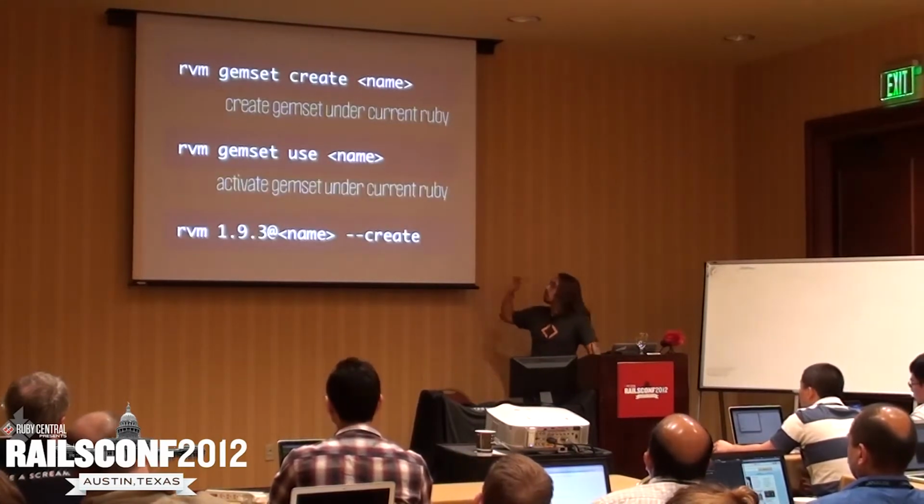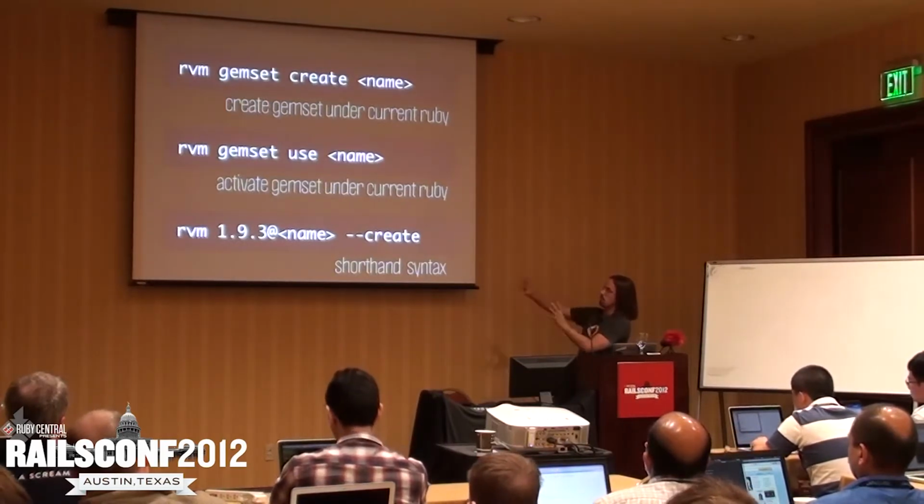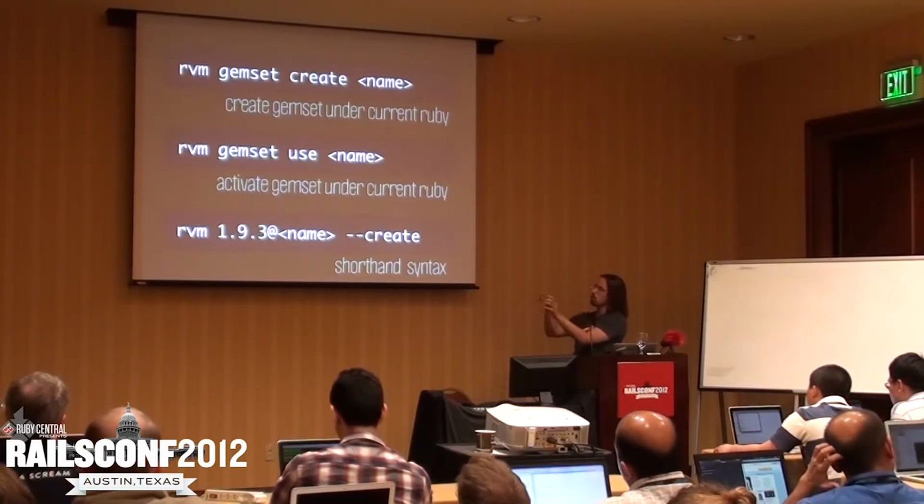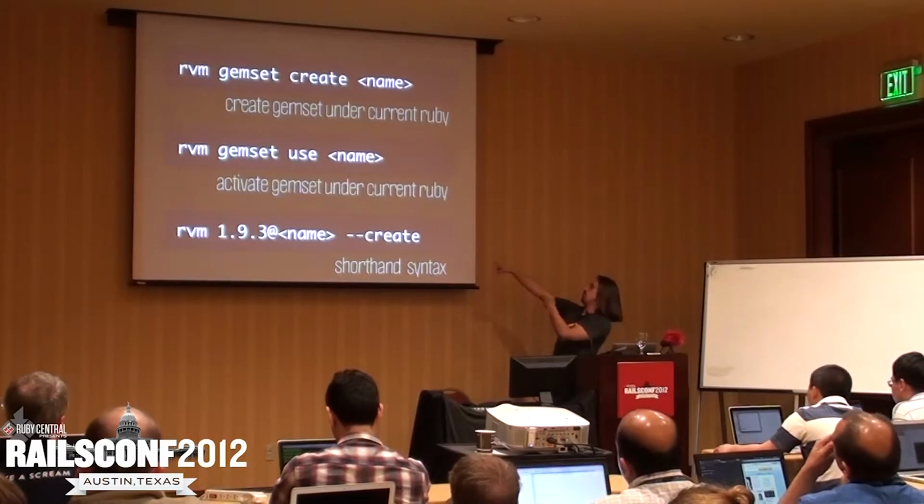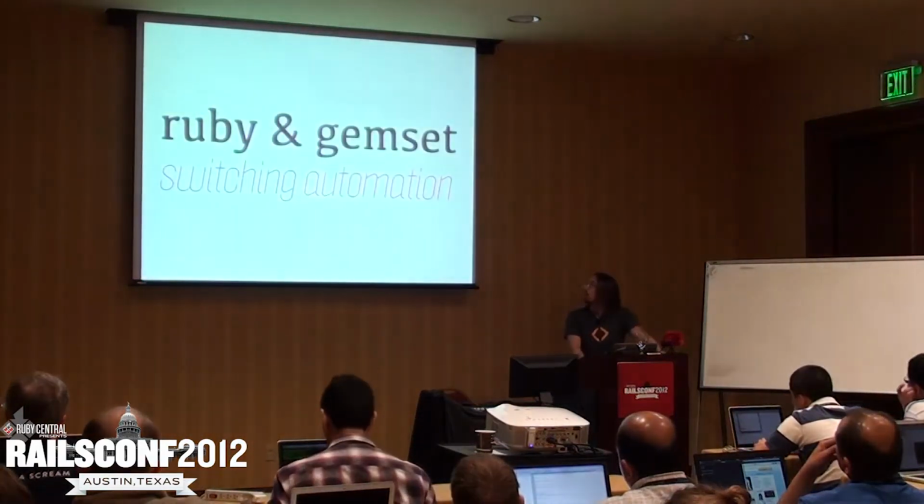You can also do this in a very shorthand syntax where you can type rvm 1.9.3@name, basically saying I want to create a gem set under 1.9.3, and the flag --create is going to do that for you. It's a little faster that way.